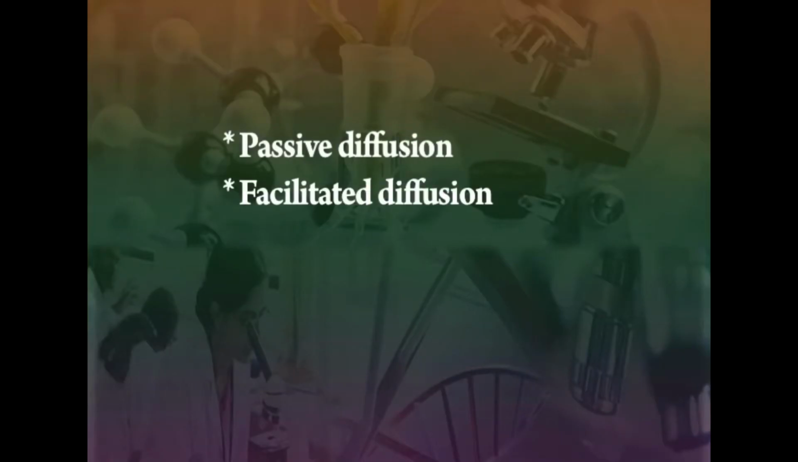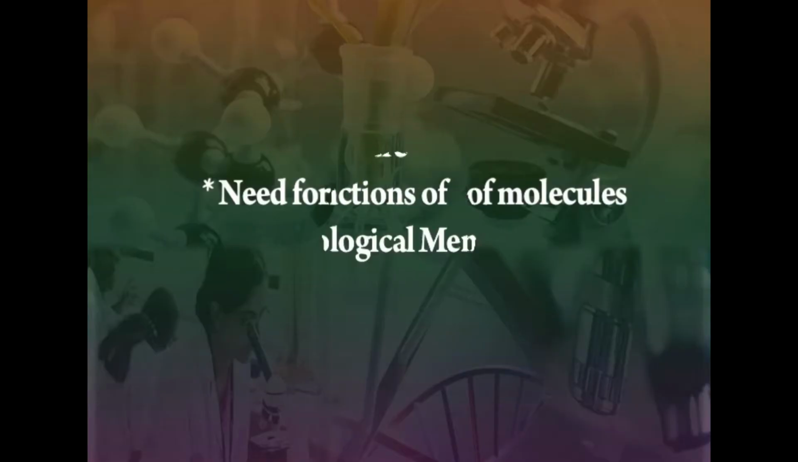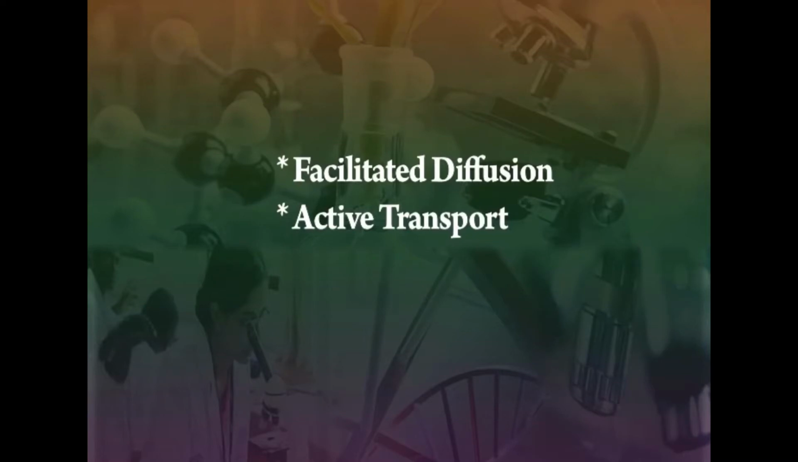Today we are going to discuss passive diffusion, facilitated diffusion and active transport mechanisms. Objectives of this class are to enable the students to understand the need for transport of molecules and the composition, structure and functions of biological membranes. The second objective will be to acquaint you with the various facilitators of transport mechanisms. The next objective is to familiarize you with the mechanisms of active transport. Now, let us discuss in detail the mechanisms of facilitated diffusion and active transport.